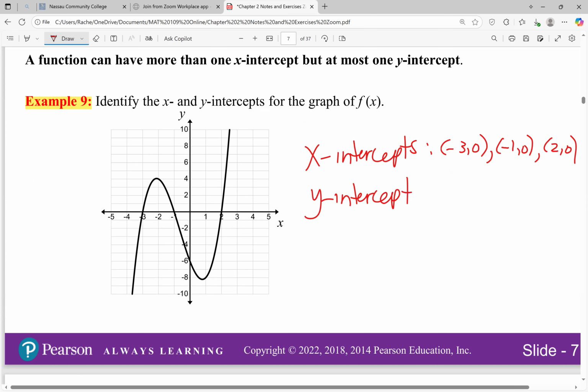Now, if we look, this graph crosses the y-axis at one point, and that's its y-intercept. It crosses at the point 0, -6. So it has one y-intercept at 0, -6. That's the difference between your x and your y-intercepts.